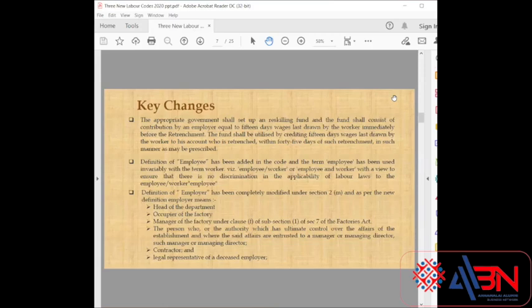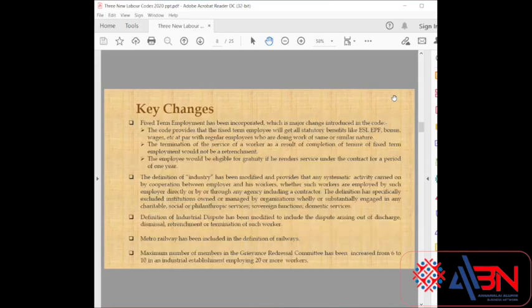So if you see, the definition of employee has also included within itself the audiovisual workers, as in the cine workers, those who are in the film industry also. Definition of employer has been modified. So the definition of employer as per section 2M is the head of the department, occupier of the factory, the manager of the factory, the person in authority who has the ultimate control, etc.